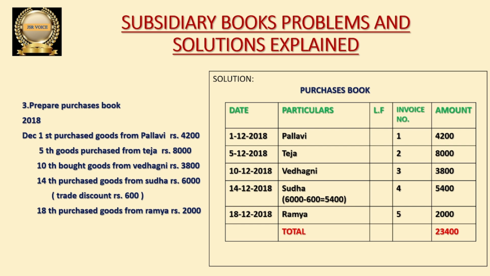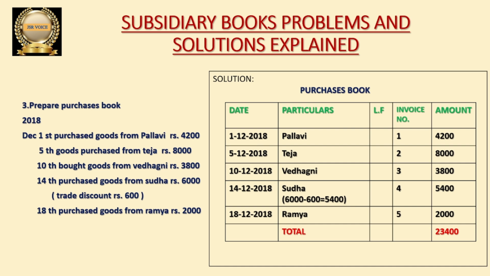Let us discuss next transaction. 14th date. Purchased goods from Sudha, rupees 6000. Trade discount rupees 600. So first of all we have to decide whether it should be recorded or not, whether it is satisfying three conditions or not. Let us see. Purchased goods, goods only. One condition satisfied. From Sudha, name is given. Second condition satisfied. They did not mention anywhere cash. So it is credit purchase only. 3 satisfied. Let us record it.